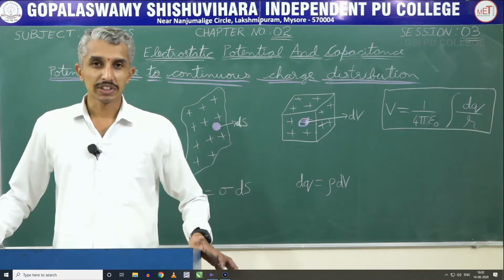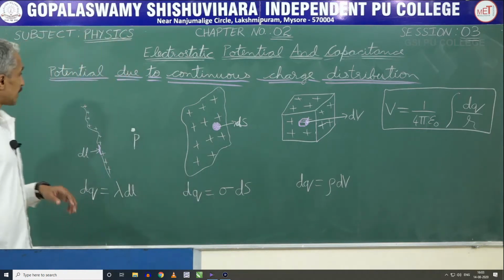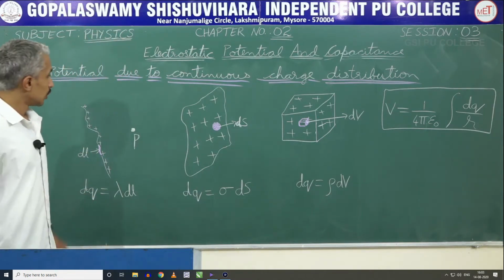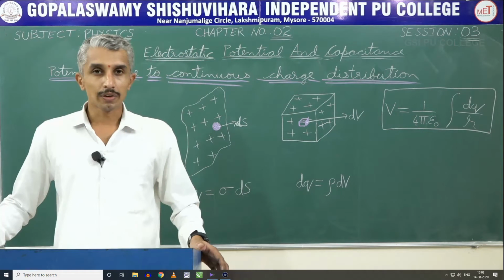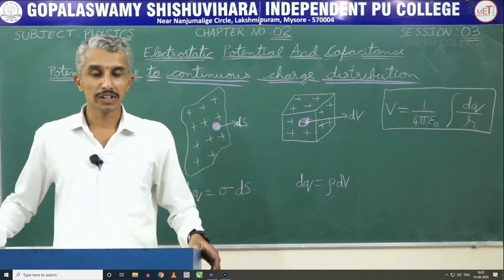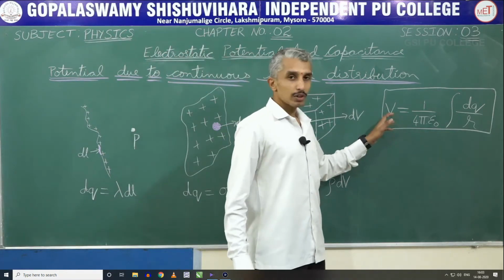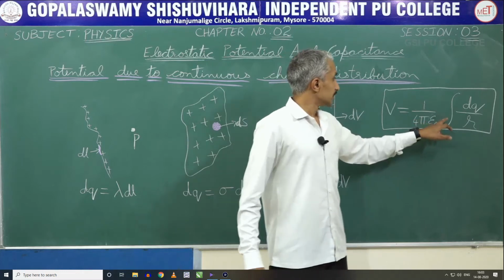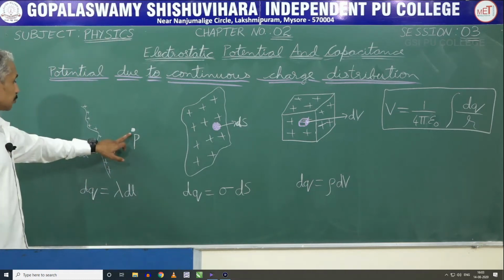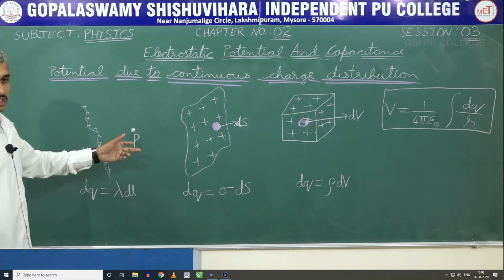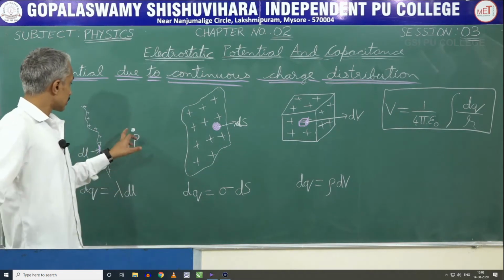In many of our practical applications, we come across continuous charge distribution. That is, charge along some line, or charge on a surface, or charge in a volume. How are we going to find potential at a point due to continuous charge distribution? The common formula is: potential at a given point P is going to be 1 by 4 pi epsilon naught integration of dq by r, which means we have some point P. Just integrate the effect of every small portion of the charge element at P.